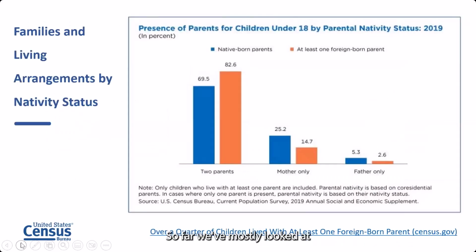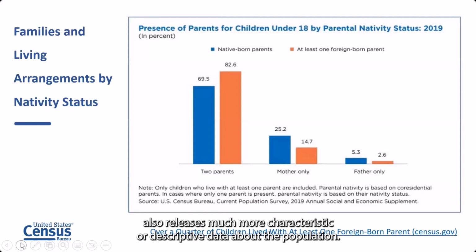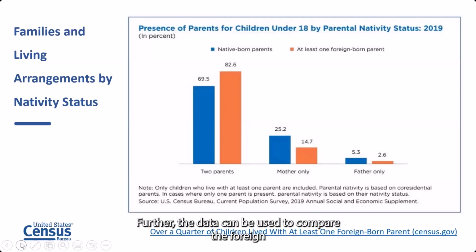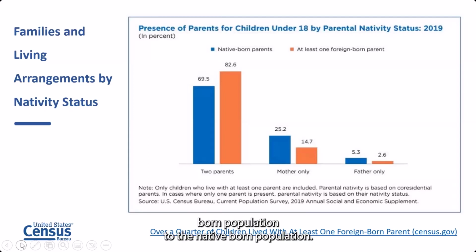So far, we've mostly looked at population numbers, percents, and country of birth, but the Census Bureau also releases much more characteristic or descriptive data about a population. Further, the data can be used to compare the foreign-born population to the native-born population. Families and living arrangements are one category of data collected by the Census Bureau.